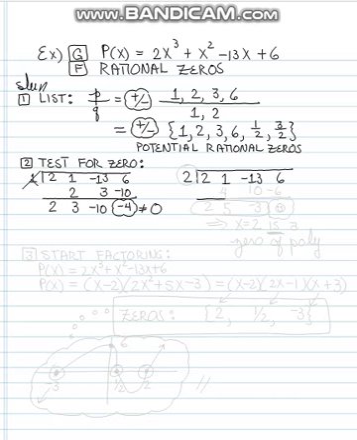Make a space, bring down the first number, 2. Multiply, that's 4. Add, you get 5. Multiply, 10. Add, you get negative 3. Multiply, negative... oh my goodness, look at this. Oh, happy day. Happy face, right? Happy face, because we got a 0 remainder.